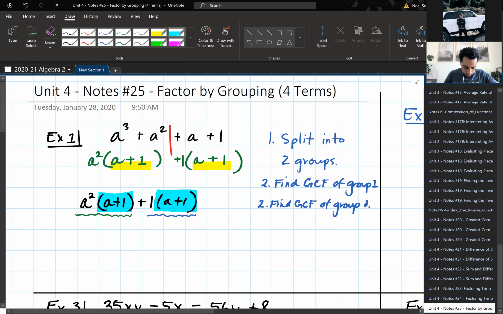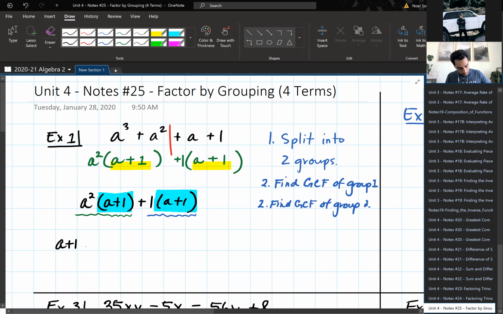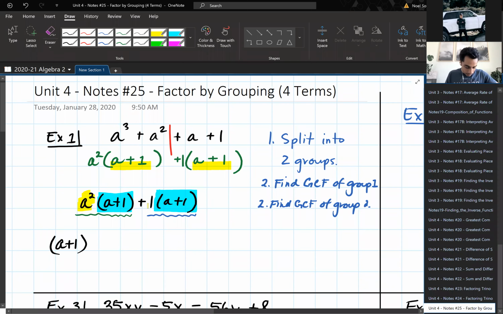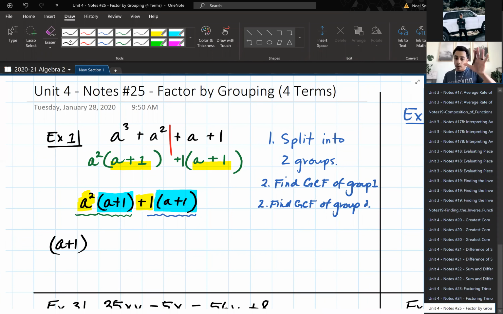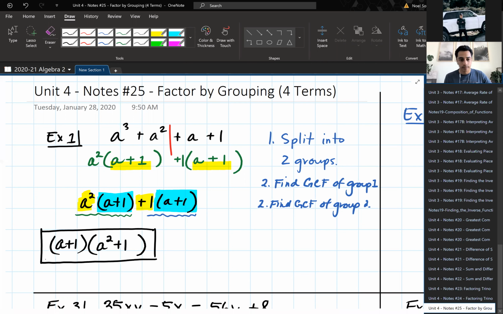So guess what? We're going to do one more GCF. So that GCF then becomes a plus 1. And I have some leftovers here: a squared and positive 1. Those terms get put into a new factor, a squared plus 1. All right. So then this ends up being my final factored form for the original polynomial. All right. Any questions there?